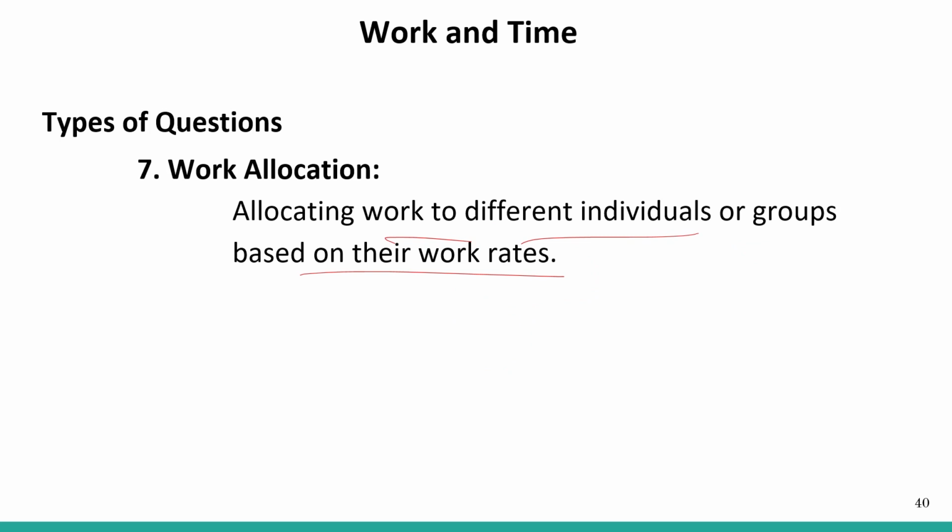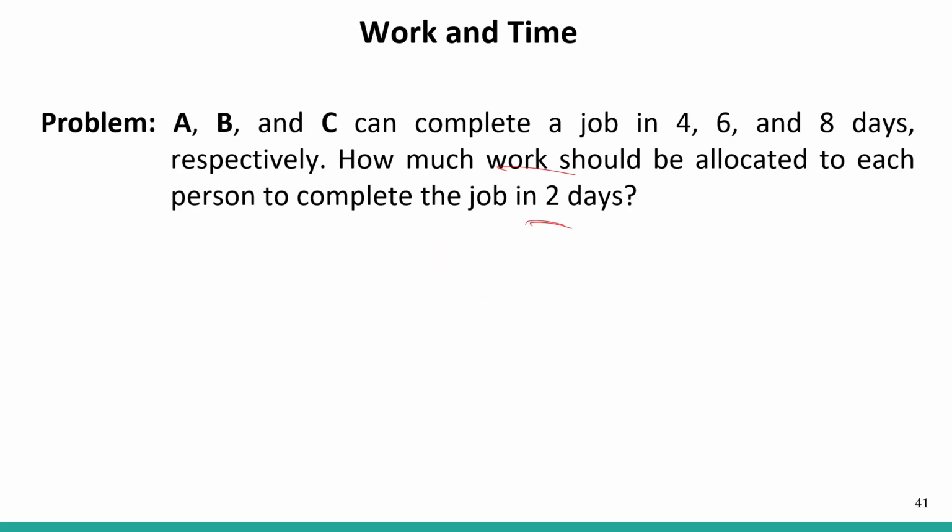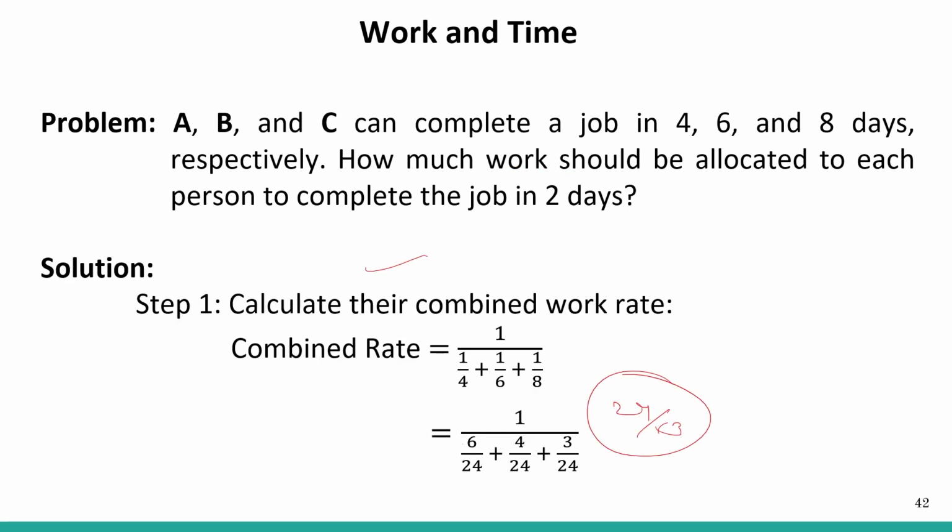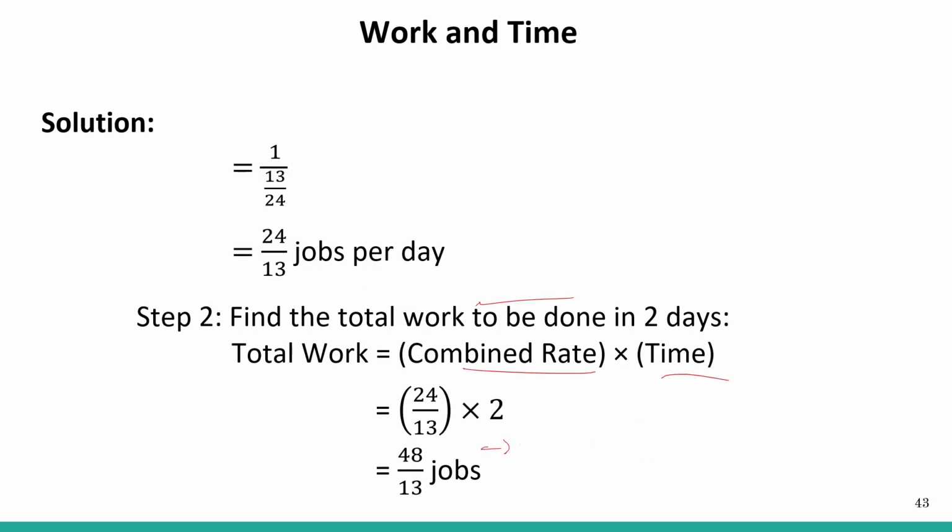Work allocation: allocating work to different individuals or groups based on their work rates. Okay, let's see an example. If A, B, C can complete a job in 8, 6 and 4 days respectively, how much work should be allocated to each person to complete the job in 2 days? Calculating their combined work rate, what is it? 24 by 13. So this much amount of jobs per day.